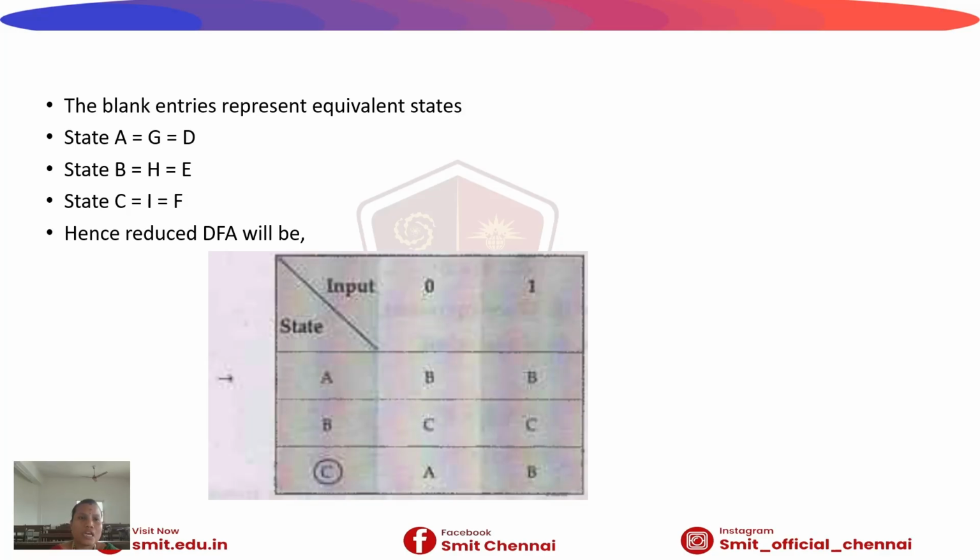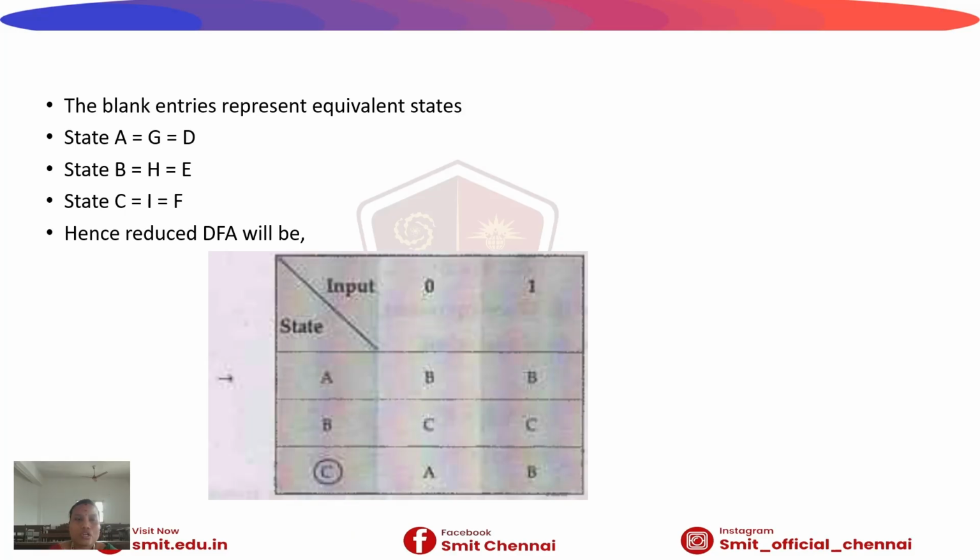It is reduced. The given question has 9 input symbols states, so we reduce by minimizing the DFA. The number of states is 3: A, B, C. C is also a final state. On 0 and 1 input symbols: A on 0 goes to B and A on 1 goes to B. B on 0 goes to C and B on 1 goes to C. C, the final state, on 0 goes to A, and C on 1 goes to B.